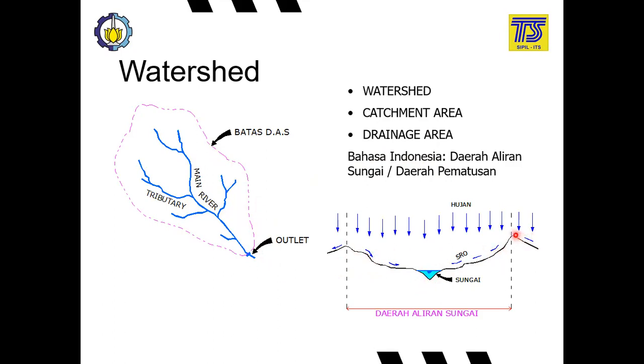From the highest one, the water is going into the lower elevation. So when the highest one is decreasing here, the water is going in the other direction. So we can decide that this one is a point of the watershed boundary, and this one is also a point of the watershed boundary. So from here to here is one watershed, or one catchment area, or one drainage area, because the water is going into the same river here.